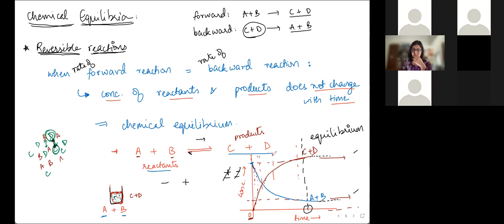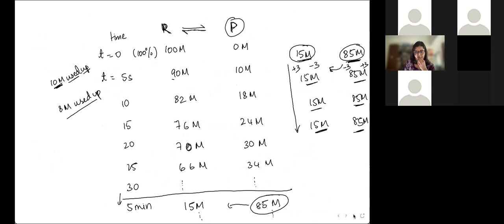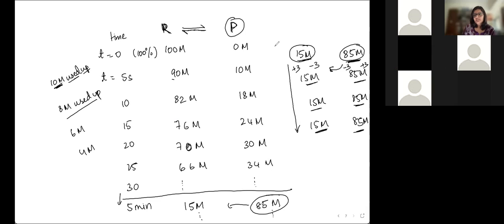I didn't get the +3 -3 part. So here we went stepwise, right? 10 moles are used up, then 8 moles are used up, then 6 moles are being used up, then 4 moles are being used up. So that way, X moles keep getting used up of the reactant to produce that much amount of the product, right? So once equilibrium kicks in, let's say after this, 3 moles are used up.